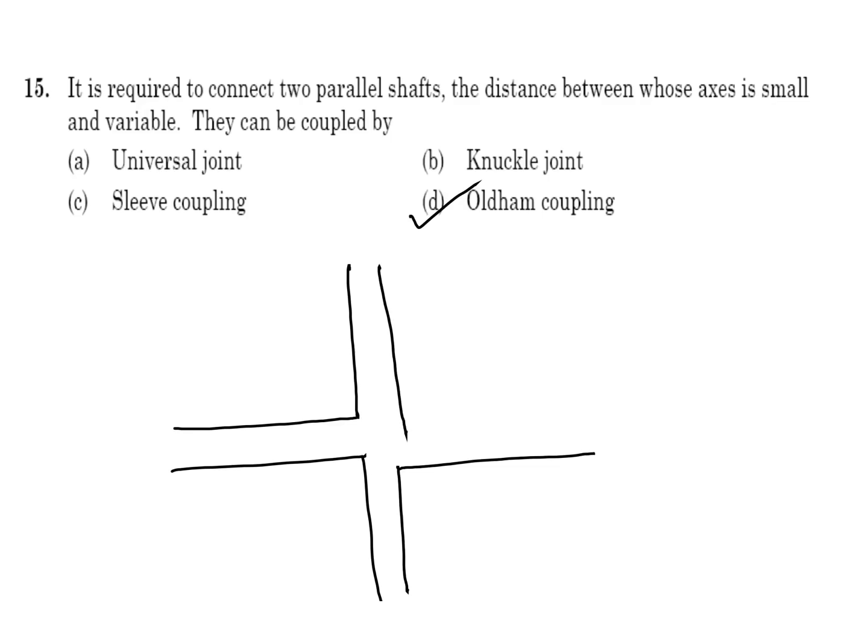Double slider crank mechanism. Here, fix this connecting rod. 1 is the frame, 2 is a slider. Here 4 is also a slider, 3 is the connecting rod. The connecting rod is fixed here. 3 is fixed. You will get the Oldham coupling.